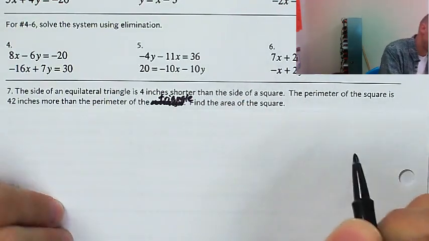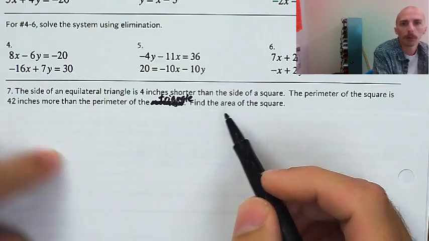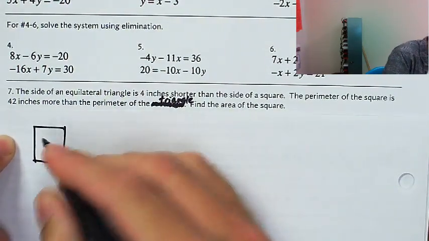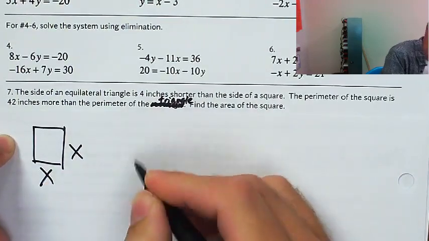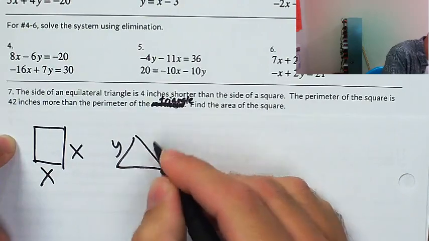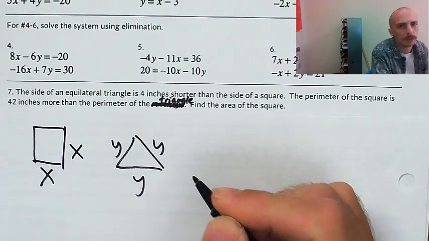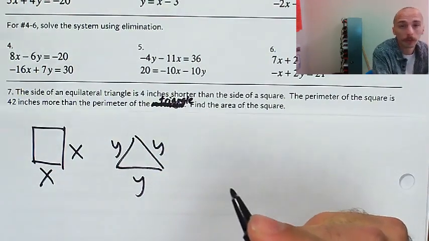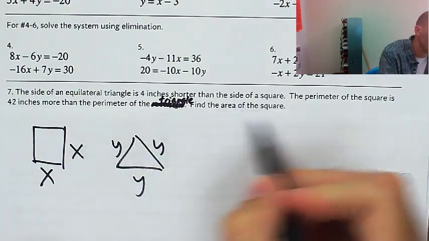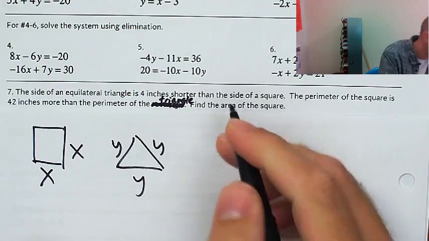Okay, so I think the first thing here is we're going to want to draw 2 pictures. So the square is going to have side lengths x and x. The equilateral triangle is going to be y, y, y. You could call the side lengths of the square y and the other thing x, but then you'd get the same area, because we're going for the area of the square, which is just going to be a number.